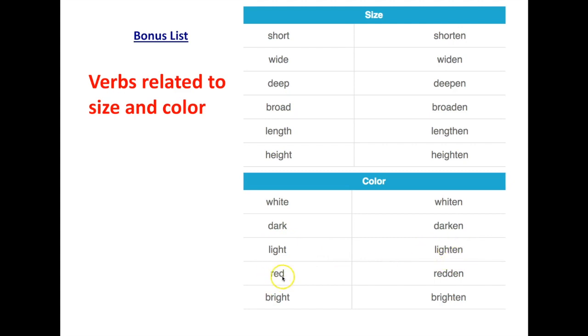Ok, tenemos aquí, we have red, and then we have redden. Ok, aquí tenemos rojo y enrojecer. Tenemos que doblar la consonante, ¿lo ve aquí? Double D. We double the D because we have consonant, vowel, consonant. Aquí doblamos la consonante porque tenemos consonante, vocal, consonante. Brighten, we saw it already, ya vimos brighten.